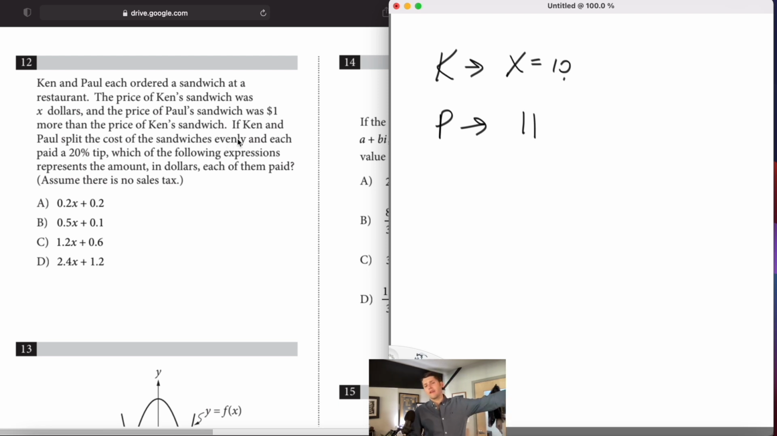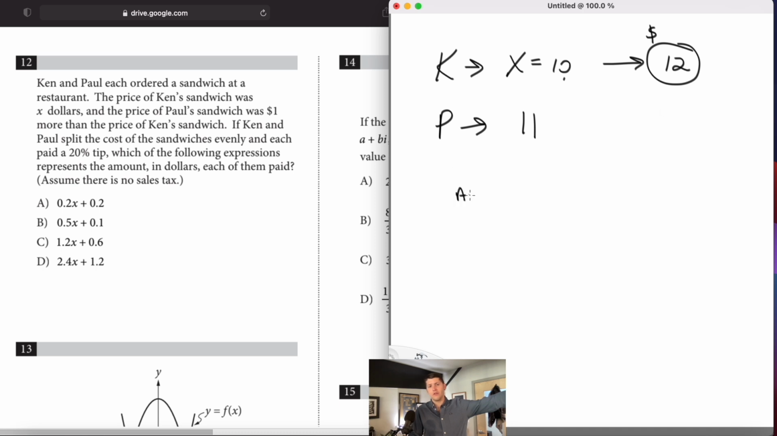Here's a great example of how you don't really even have to do the math. You could say that Ken should pay a 20% tip. 20% is easy if your number is like 10 or if it's 100 or something. 20% of 10 is just 2. So he's paying $12 total. And then Paul's going to pay a little bit more than that. Look at your answers here.